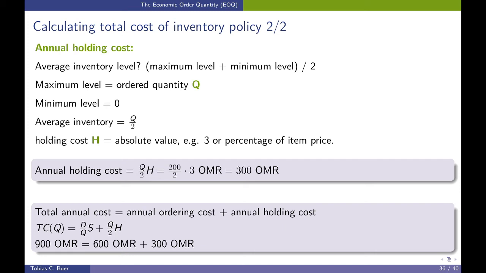Now we have the two parts. We just need to add up the two parts to get to the total cost function. So the total costs, depending on the order quantity, are equal to D over Q, the annual demand over the order quantity, times S, the setup cost, plus the order quantity divided by 2 times the holding cost. And for this example, this would be 901 Rial in total.